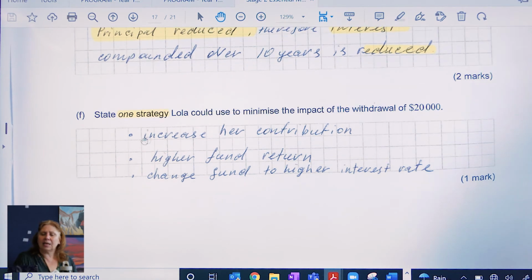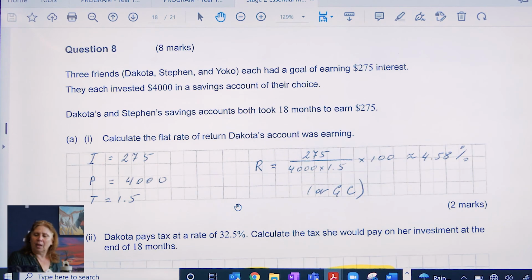And then it says, state one strategy. I put 3 of them, but they can add. 1 is more than enough. Increase her contribution, choose higher funds, change fund to a higher interest rate. So 1 of those answers, or they can give another answer, so it's fine. It's just one strategy, so not discussing anything.